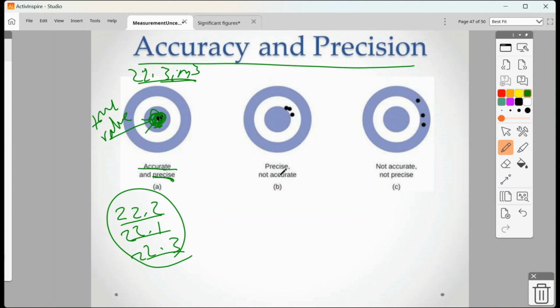Look at this one now. Here we are precise because all our measurements are close to each other, but we are not close to the true value. So we are precise but not accurate, because we said we are accurate if our measurements are close to the true value. What about here? Here we are not precise because even our measured values are not close to each other. So we are not precise, and we are also not accurate because our measurements are not close to the true value.